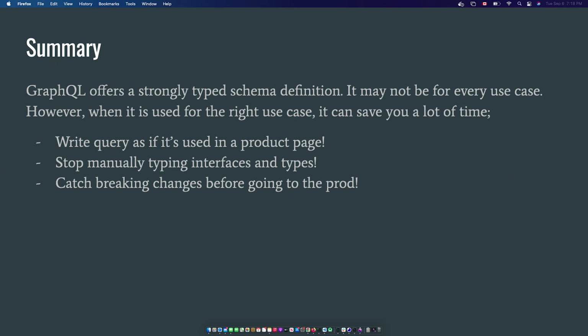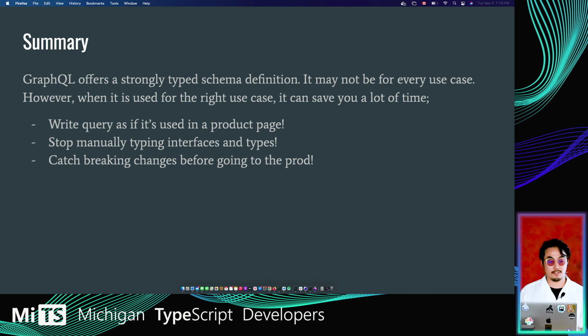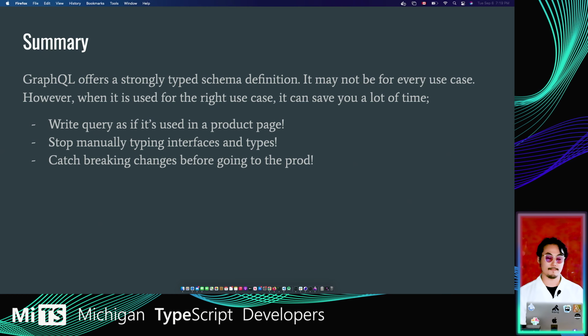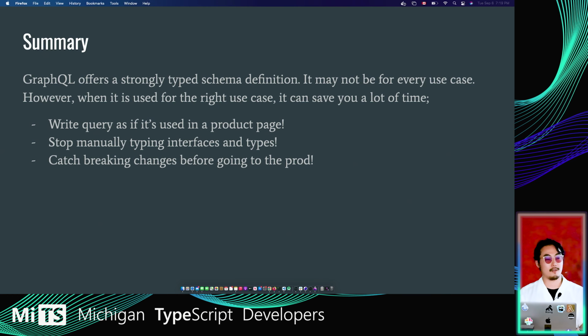The summary of it is that GraphQL offers a very strongly typed schema definition. And it may not be for every use case, but if you use it for the right use case, it can save you a lot of time, because you can write the query as if it's used in production, like how it's used in the product page, instead of having to pull all the fields from the REST API and then just choose whatever you need in the code. You can just define that in GraphQL, and you can stop manually typing interfaces and types, and you can catch breaking changes before going to prod. So yeah, GraphQL offers type safety.